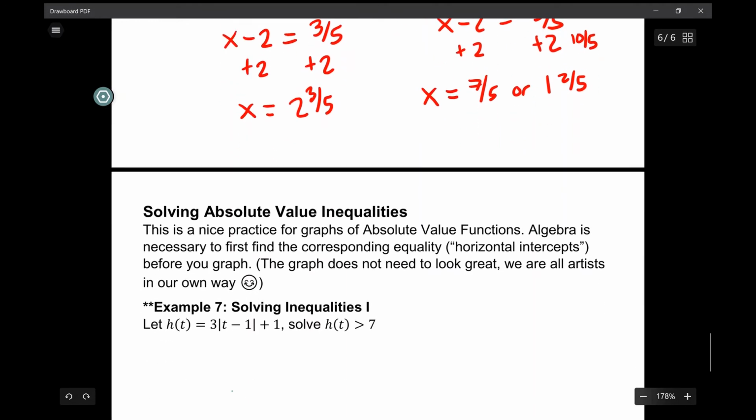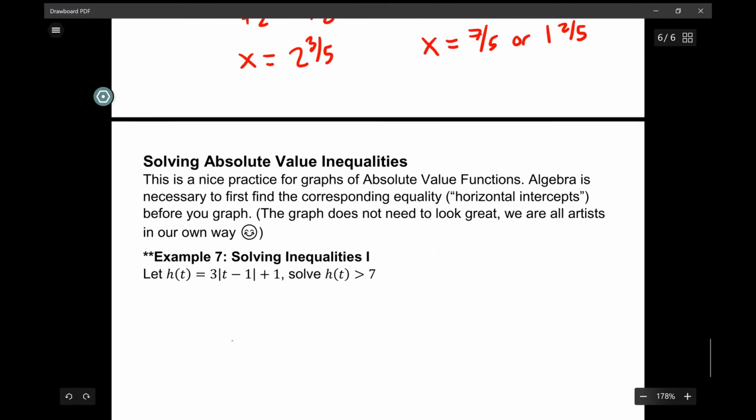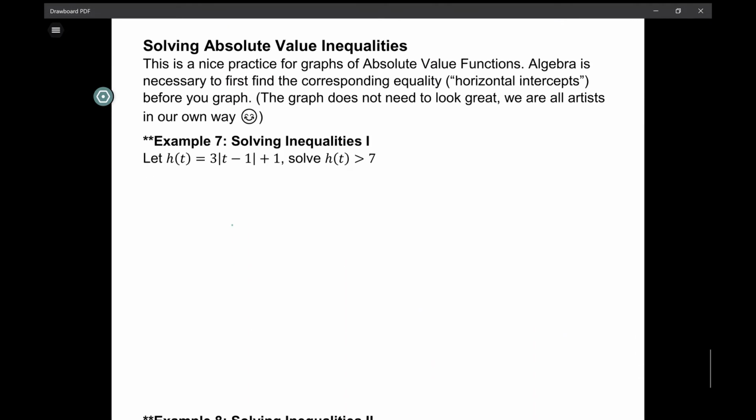All right, let's try solving absolute value inequalities. Now, so far I haven't graphed any of these functions using Desmos, but here's an example of where I think using Desmos is really helpful. So the graph we're going to try and graph on Desmos is this graph right here. We're going to solve for the function h of t equal 3, absolute value of t minus 1 plus 1. We want to find where that function is greater than 7. So let's go look at its graph.